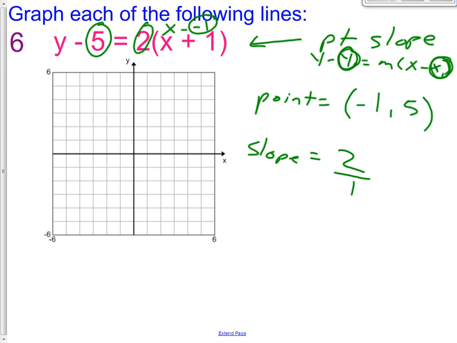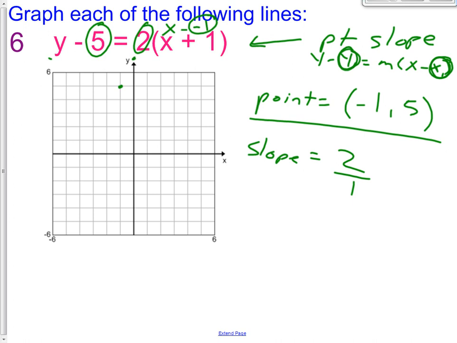Another way you could look at it is the opposite of x plus 1, which is a minus 1, and the opposite of y minus 5 is a plus 5. So there's my point, negative 1, positive 5, right there. 1, 2, 3, 4, 5. And then my slope is a rise of 2 and a run of 1. So from my point, I go up 2 and I go over 1.